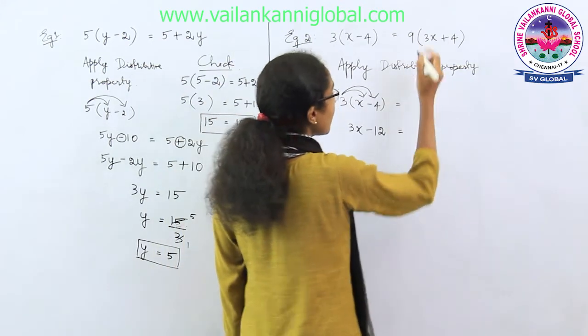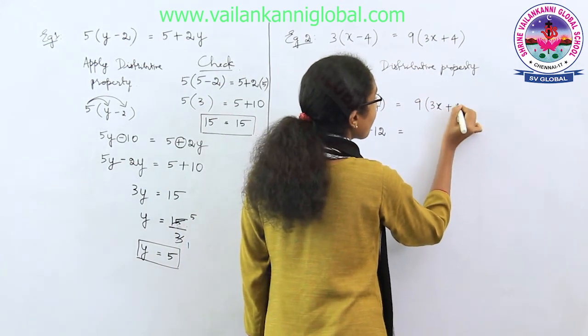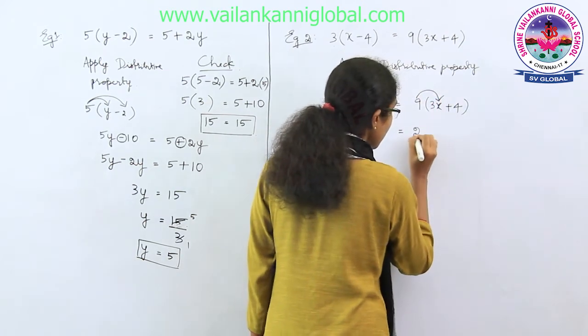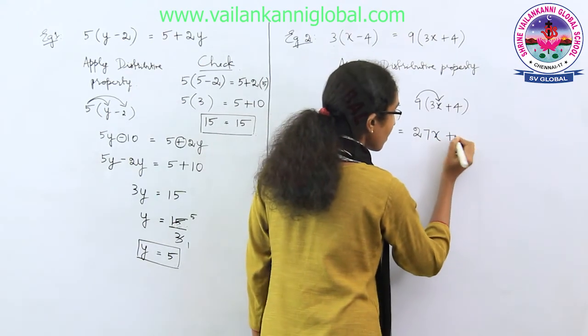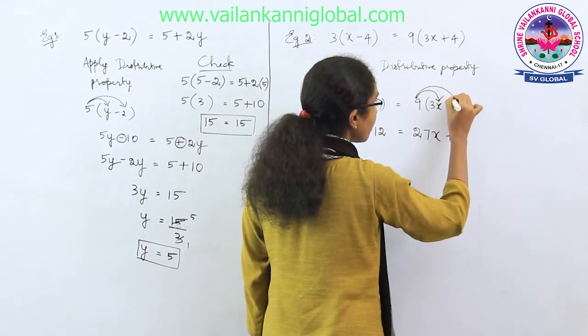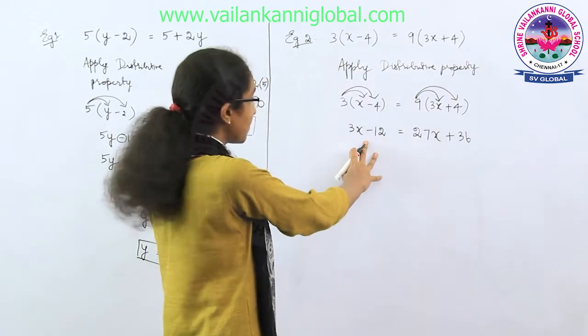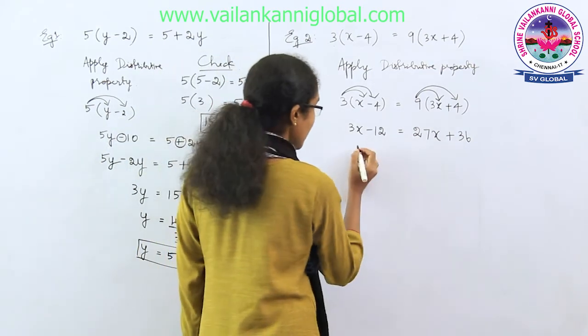And on the other side we have 9 multiplied with 3x gives us 27x, plus 9 4s gives us 36. So now let us bring all the x terms to one side and all the numbers to the other side.